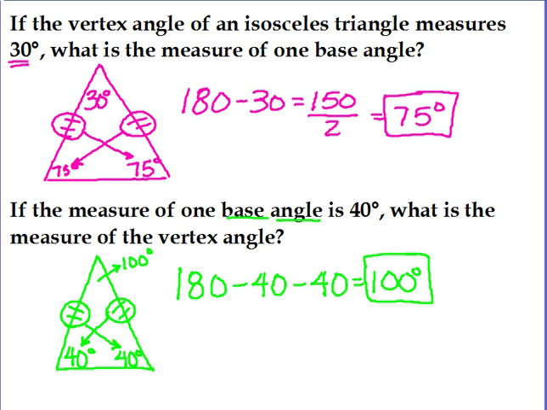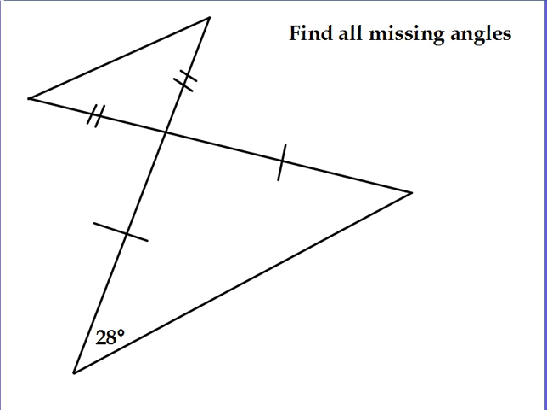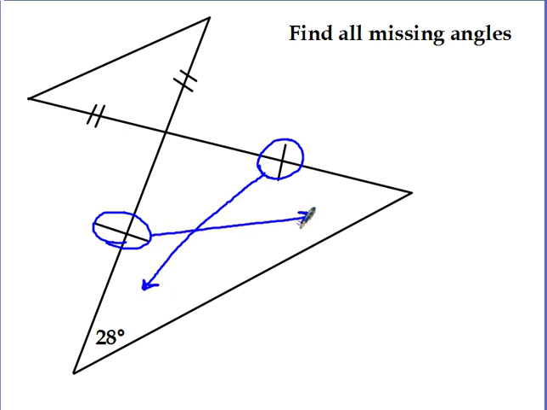Okay, one more here we'll do on this video. Find all the missing angles. So I have 1, 2, 3, 4, 5 missing angles to find. Okay, and I can see that these markings are here, so those are going to be the same. So if this one's 28, that means this one's 28.